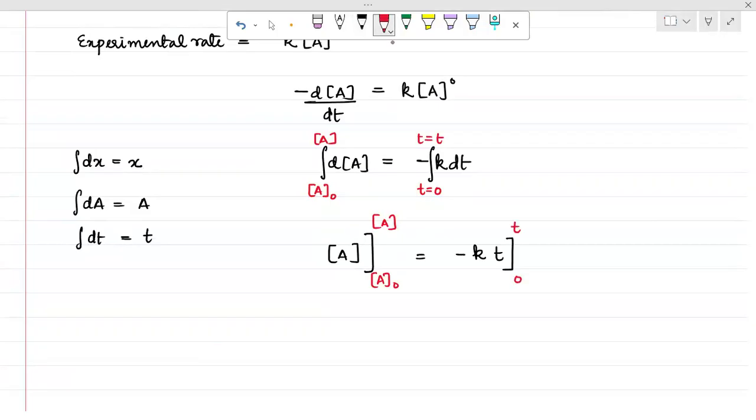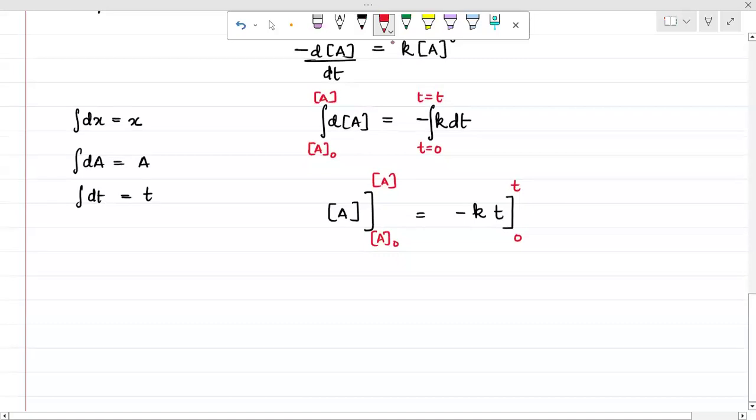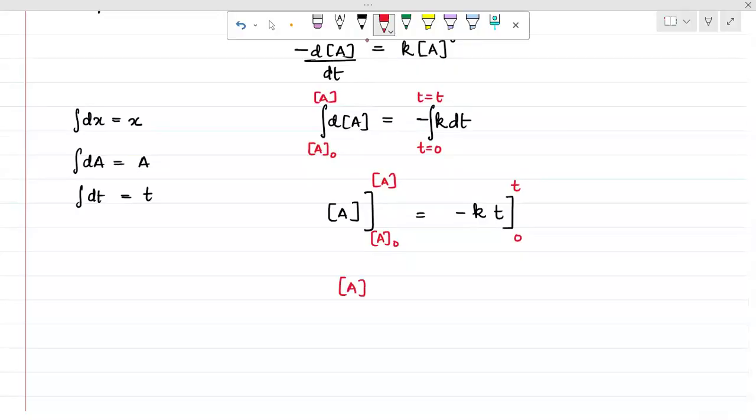0 to t. Now, how do we apply the limits? It's always upper limit minus lower limit. So let's apply: the upper limit, concentration of A, minus the initial concentration of A is equal to minus K into, you put the values of t, t minus 0.